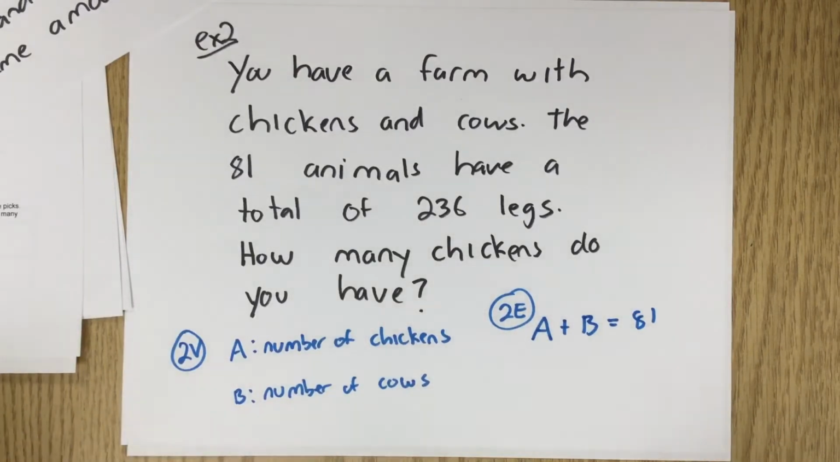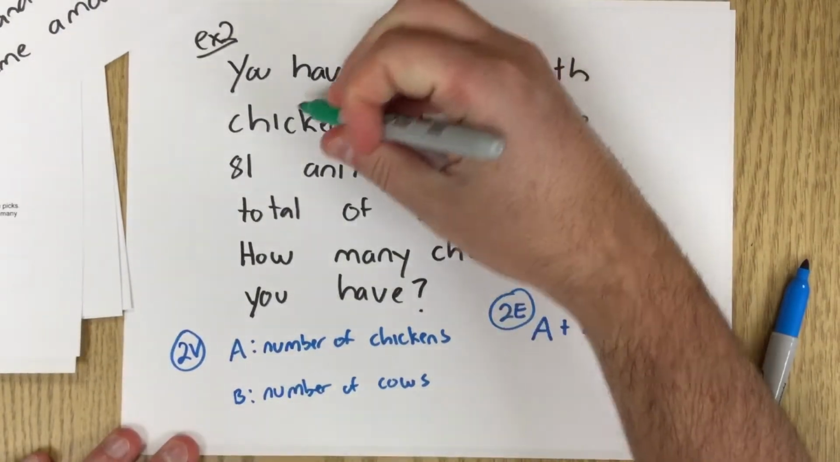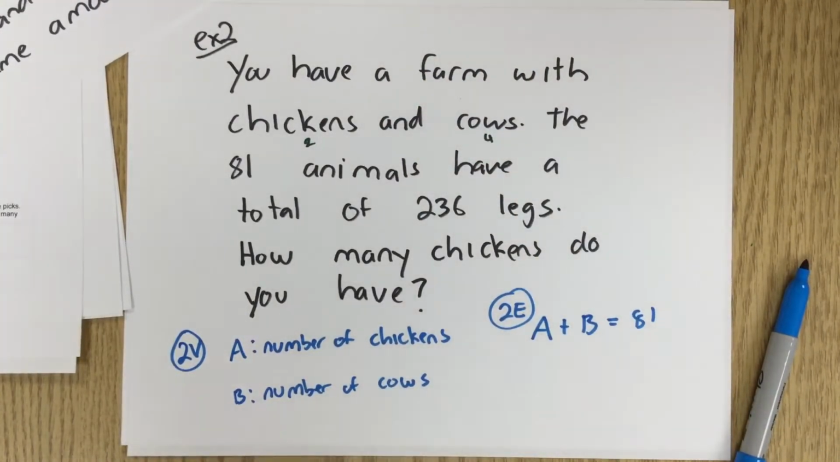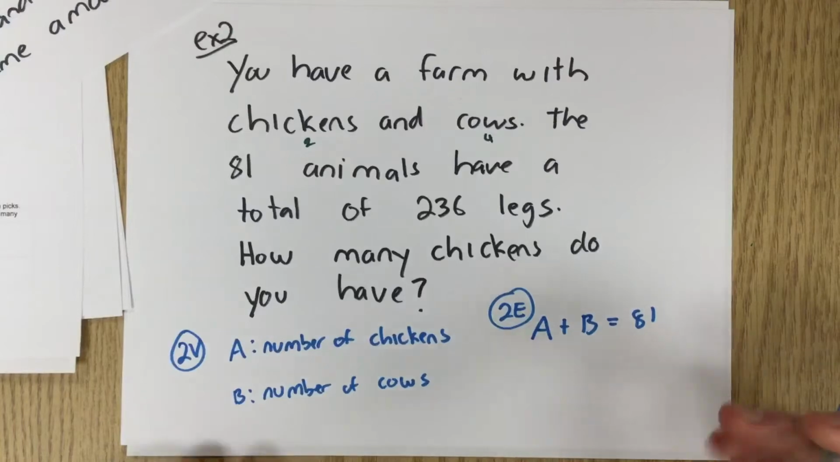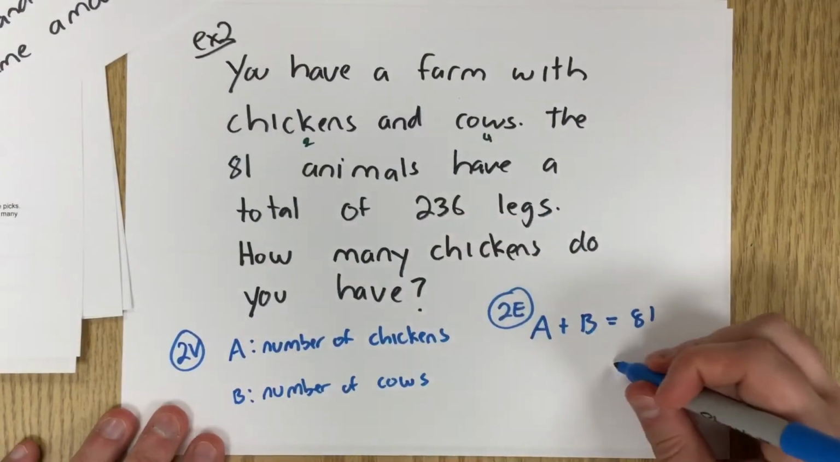And the second one, we're going to have to make an assumption here. We're going to assume that chickens have 2 legs and that cows have 4 legs, which I would say is a fairly safe assumption. Is it always true? Of course not. But we're going to assume it is true. So now we need something equal to the total number of legs.